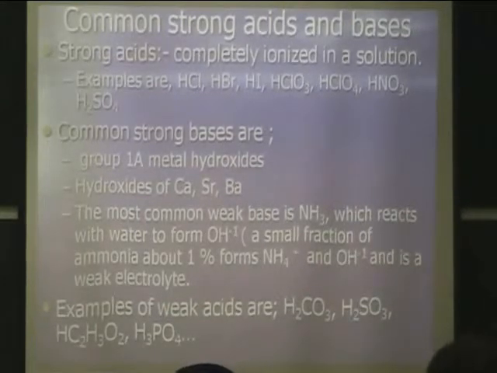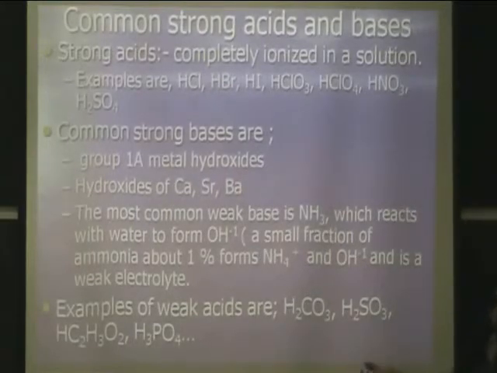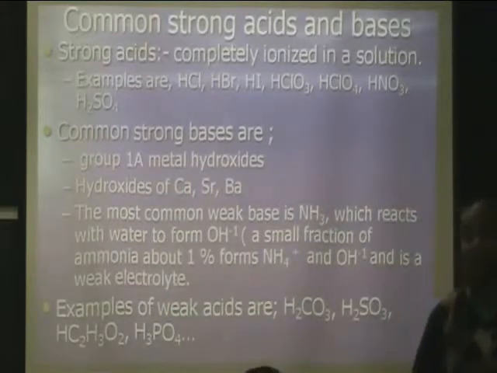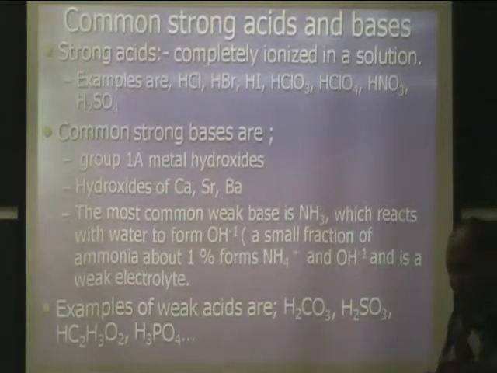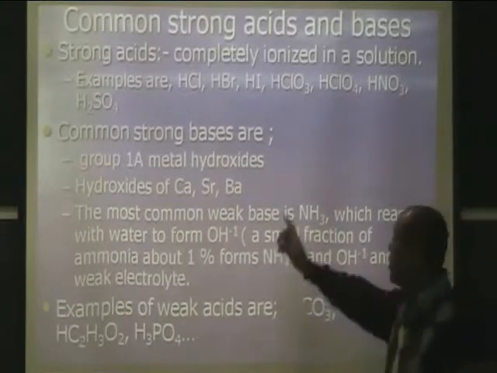HF, hydrogen fluoride. Did you see HF here? Unfortunately, you don't see it. Hydrofluoric acid is unfortunately a weak acid. Why? I don't know. Sometimes things are not, you see, we can't give a definition that all monoprotic acids are strong acids. A good example is HF.